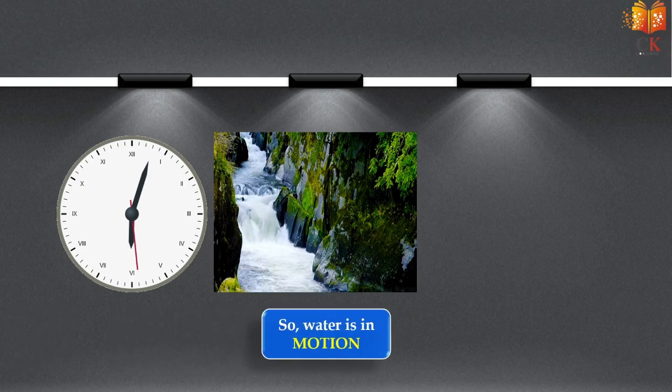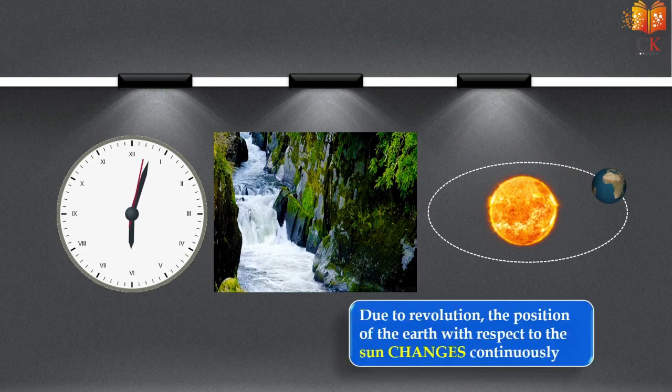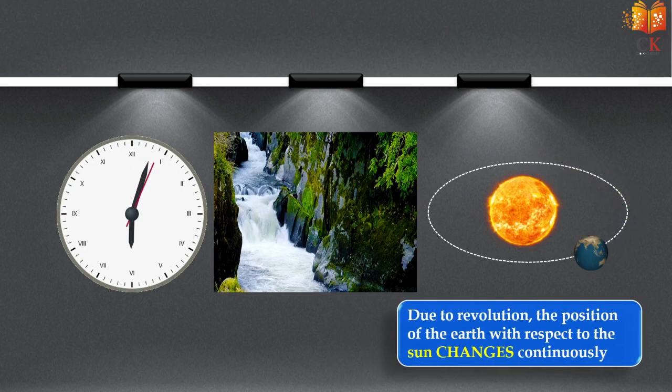And how can we forget the solar system? If you see here that due to the revolution, the position of the earth is changing continuously. Thus we say that the earth is in motion.